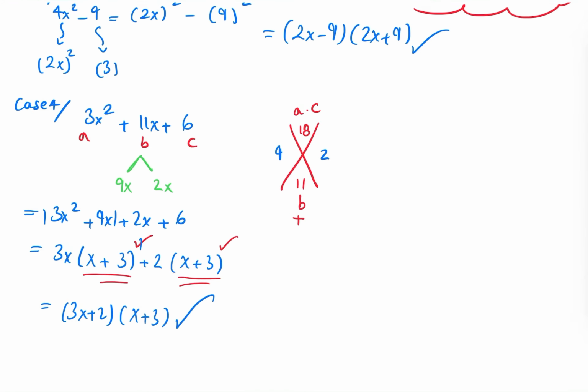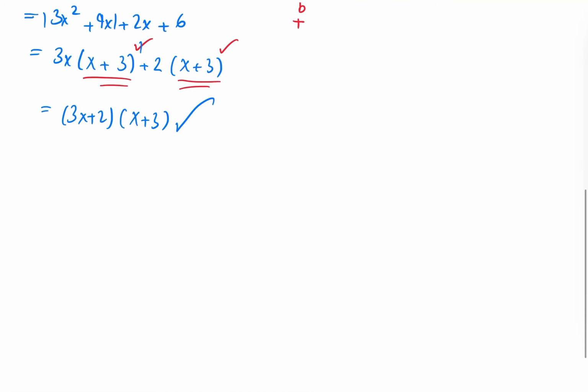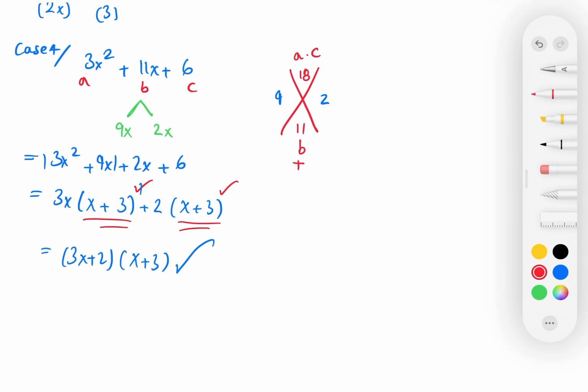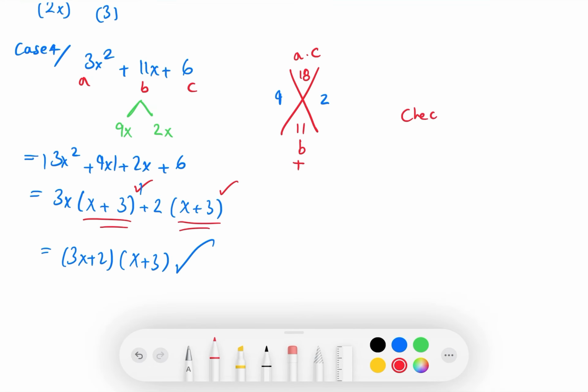Now you can go ahead and check this if you want. You can just expand it and see whether you get the original equation. So let me do that right here. Let me write check. If you expand this, 3x times x is going to give you 3x squared, plus 3x times 3, that's going to be 9x. And then 2 times x, plus 2 times 3. So plus 2x plus 6, which would give you 3x squared plus 11x plus 6.